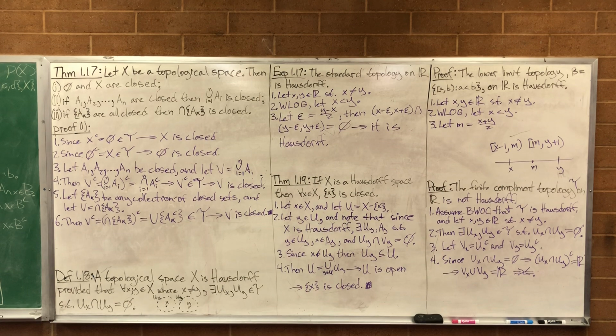Wouldn't another contradiction be just that it equals R and R can't be a finite set? Like, isn't that your contradiction? How do I know that this set over here is finite? Because of the finite complement topology. This is the step that tells me it.